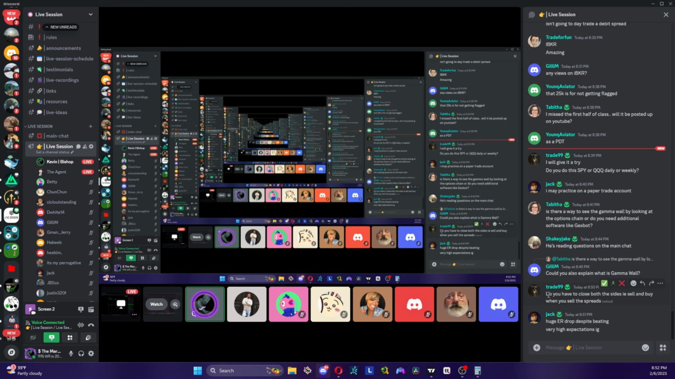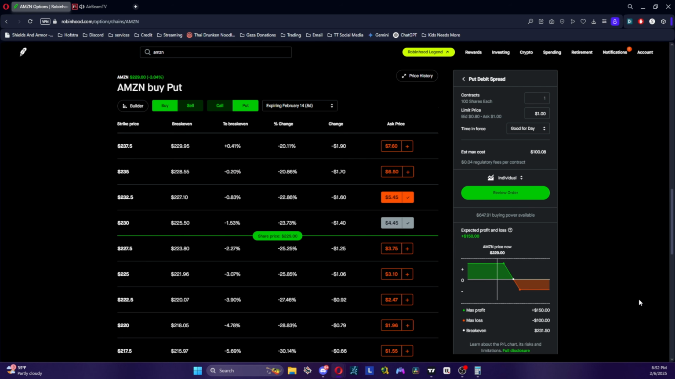It's an important subject. Do you have to close both sides, i.e. sell and buy, when you sell the spreads? Yes, so that's up to you. If you want to exit the debit spread ultimately and you just want to be out of the trade, yes, you need to exit both trades. But that doesn't mean you're obligated to do that, right? So here's the complicated part.